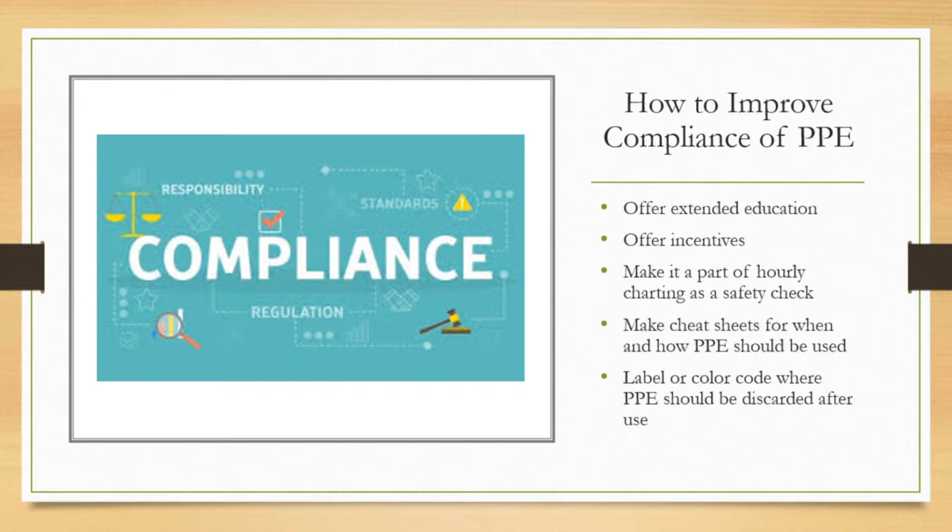To sum up, low compliance with PPE use and its incorrect handling derives from factors like discomfort, inconvenience, carelessness, forgetfulness, lack of habit, equipment inadequacy, insufficient quantity, and disbelief in its use. What can an organization do to increase the compliance with the required PPE? Possibly offer extended education, offer incentives, make it part of the hourly charting as a safety check, just like we check to make sure the call light's there. Make cheat sheets for when PPE needs to be used. Label or color code where PPE should be discarded after use.